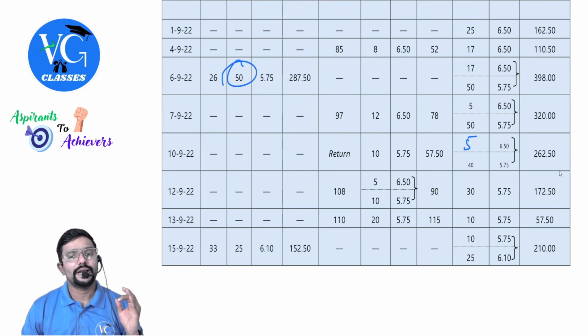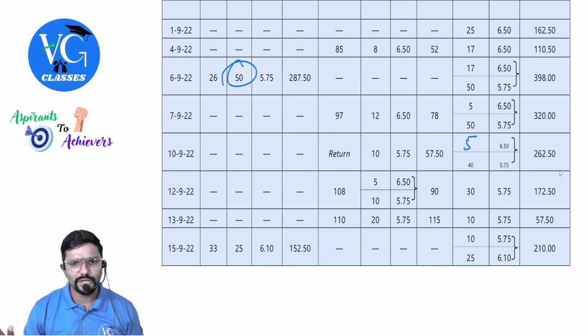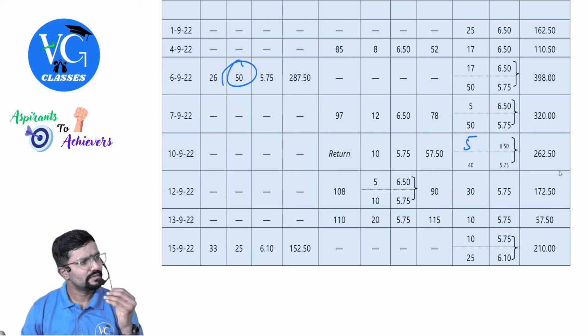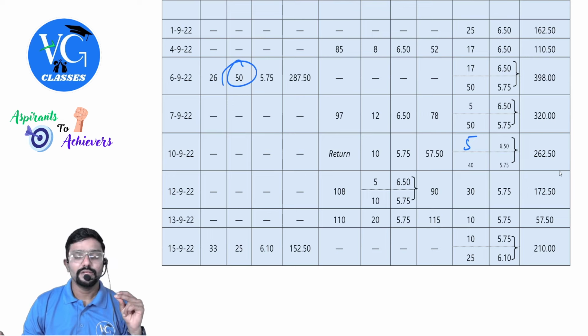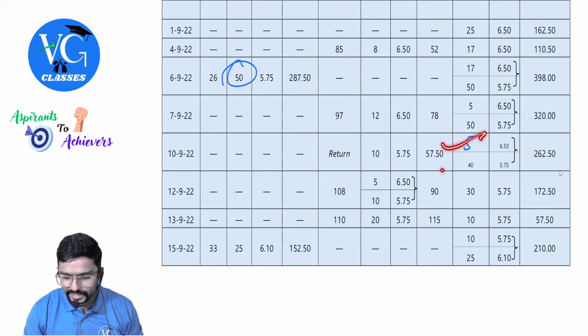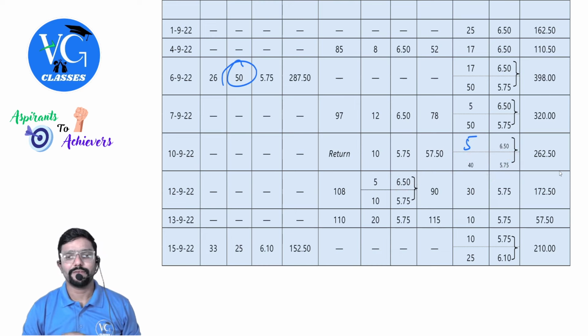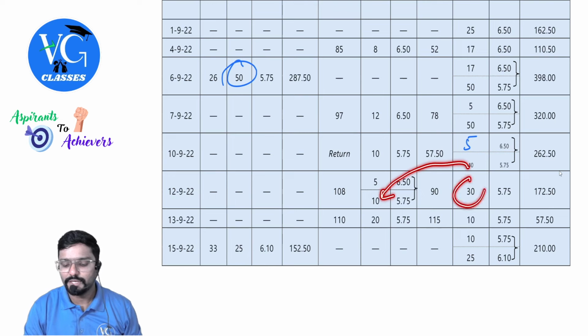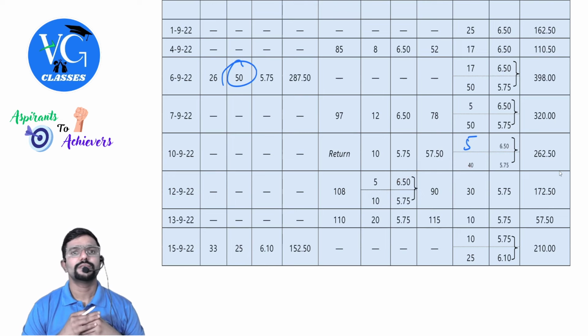On 12th, 108. So issue is totally 15. Total issue is 15. Is it an issue? Issue only, yes, because please be careful with returns and all. Yes, it is an issue. 15 units are issued. So first I will issue from the 5, and the remaining 10 from here. So 5 at 6.5 and 10 at 5.75. So the 5 is already over. Remaining is 40 minus 10, 30. 30 at 5.75, sir.